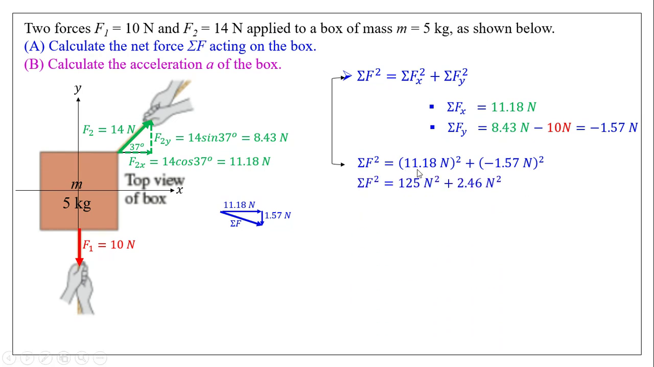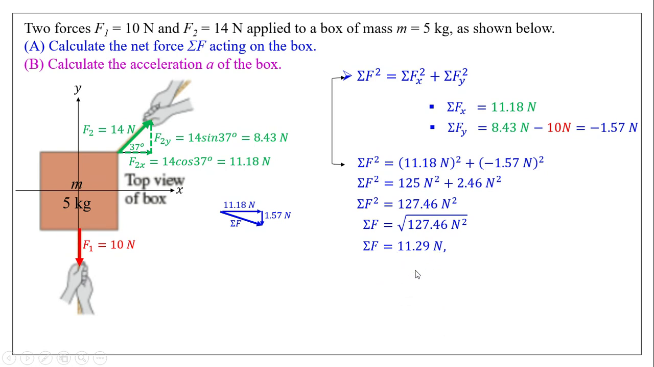All right, so if you do 11.18 squared, you will get about 125. And then if you do negative 1.57 and you square the whole thing, a negative times a negative is a positive, so you're going to get 2.46. And then if we sum 125 and 2.46 up, we should get a value of 127.46. Except this is net force squared, right? We haven't done the square root yet. So to find net force by itself, sigma F by itself, we take the square root of both sides. So therefore, net force is equal to the square root of 127.46. And if you do that, you should get a value of 11.29 newtons.